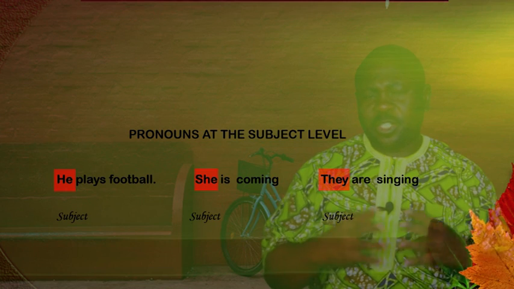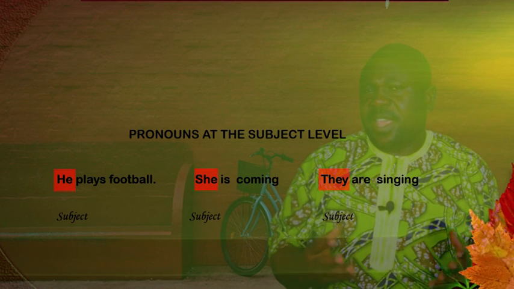In explaining or studying personal pronouns, they are defined by the space or gap they occupy in a sentence or group of words. For example, they can be spotted at the subject level or at the object level of a sentence respectively. Alright, let's look at some examples of these at the subject level. Sentence 1: He plays football. Sentence 2: She is coming. Sentence 3: They are singing.